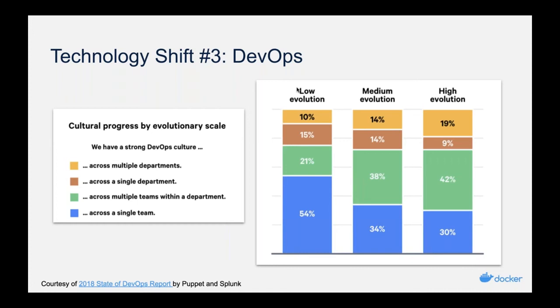So what I'm showing here is a survey from Puppet and Splunk that looked at the state of DevOps last year. In that survey, they qualified different companies as being on different states of evolution of their DevOps practices. Those in the high evolution group on the right have the most mature DevOps practices. And in the chart here, the group of high performers, you can see that DevOps is a practice used by more than just one team. It's a practice used by one or more departments in a company for the most part.